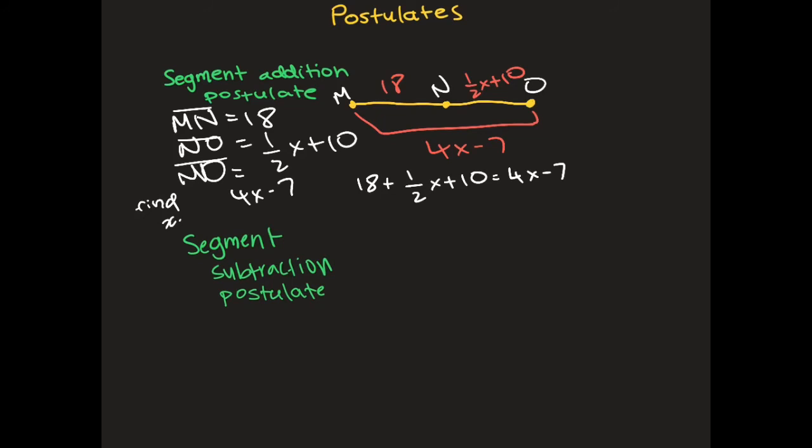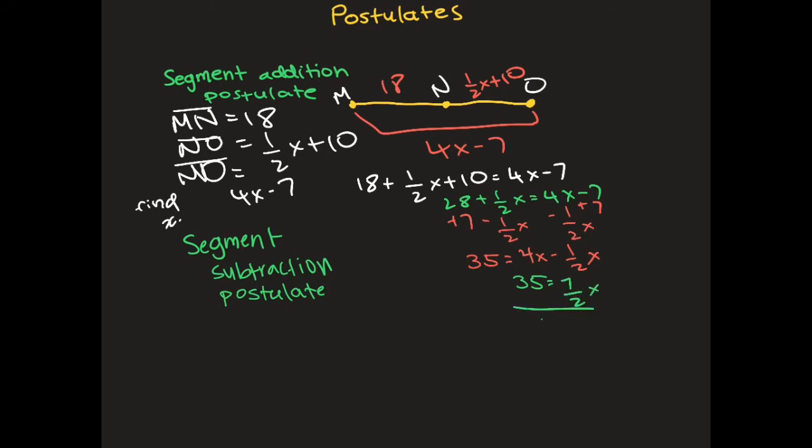So that just becomes 28 plus 1/2 x is equal to 4x minus 7. Plus 7, plus 7, and then we also do minus 1/2 x, minus 1/2 x. So that means you'll get 35 is equal to 4x minus 1/2 x, so you get 35 is equal to 7 over 2x. And then you just divide by 7 over 2.